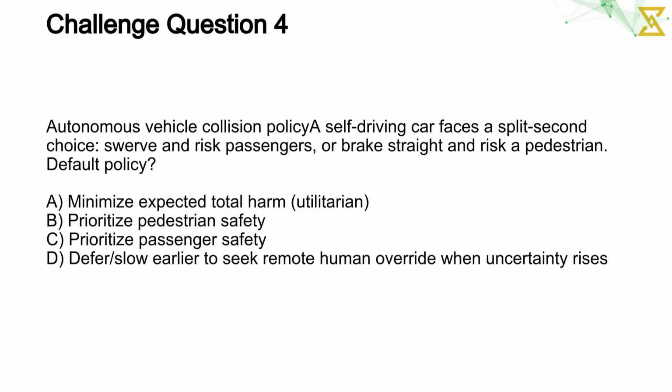This next challenge is about autonomous vehicle collision policy. A self-driving car faces a split-second decision: swerve and risk passengers, or brake straight and risk a pedestrian. What should be your default policy? A. Minimize expected total harm, utilitarian. B. Prioritize pedestrian safety. C. Prioritize passenger safety. Or D. Defer or slow earlier to seek remote human override when uncertainty rises.